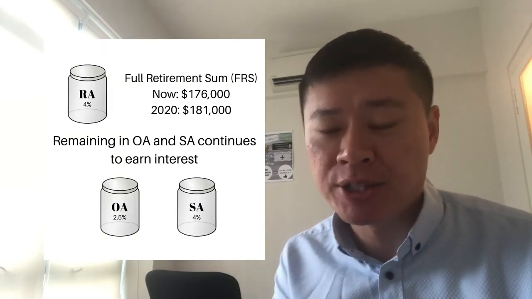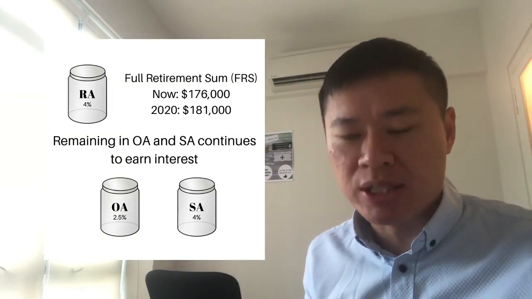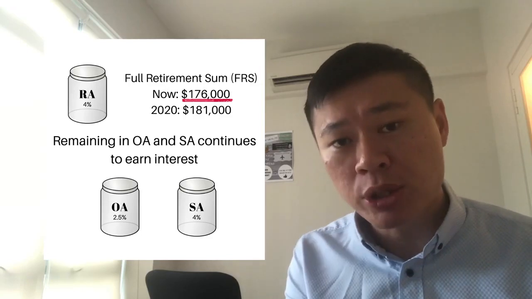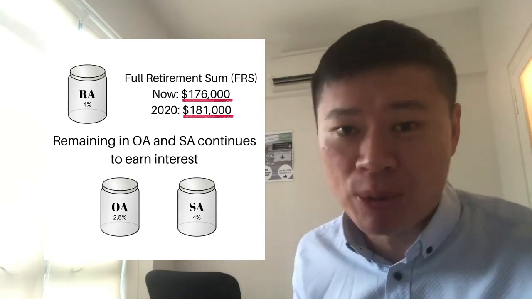When you turn the age of 55, there's this new account that sprouts out in your CPF, and this account is called the Retirement Account, RA. And what happens is this account should prepare you for the Full Retirement Sum, FRS. And in this year, the amount to target is $176,000, and next year, 2020, it'll be $181,000.